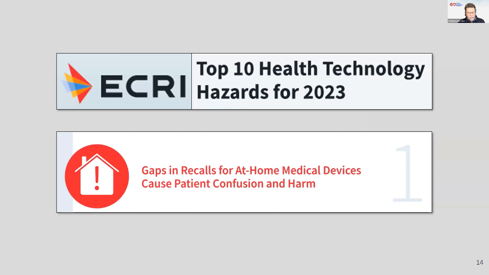And coincidentally with this case, earlier this year the ECRI came out with its top 10 healthcare technology hazards for 2023. And number one on the list was gaps in recalls for at-home health devices. And gaps meaning patients didn't hear about the problem, and gaps in the extent that patients are not clear about what they're supposed to do and how they get support from the manufacturer or others.